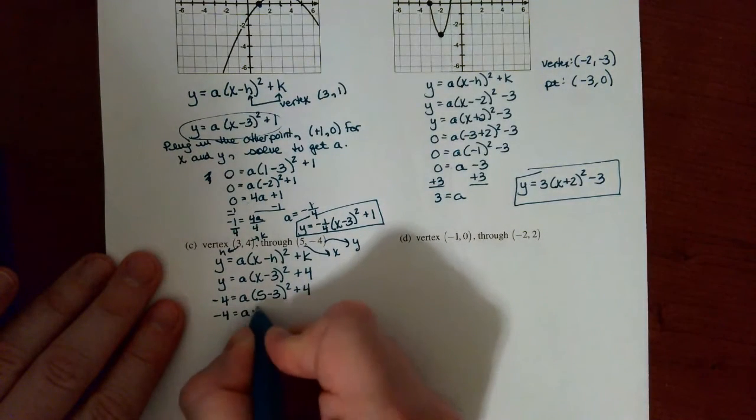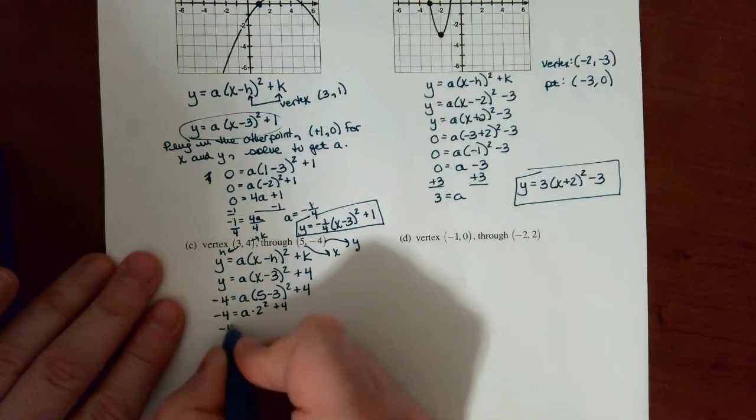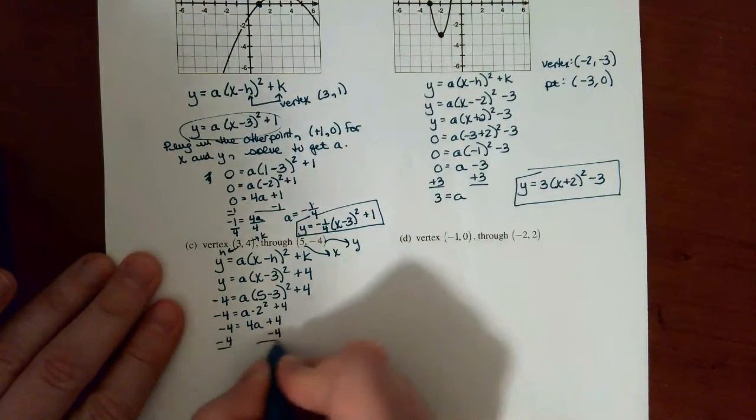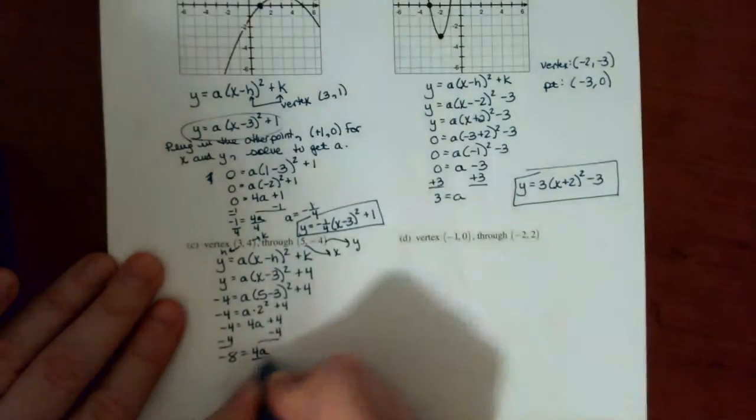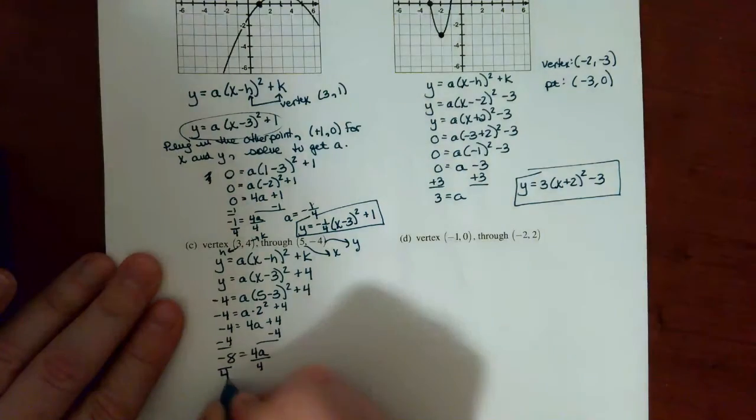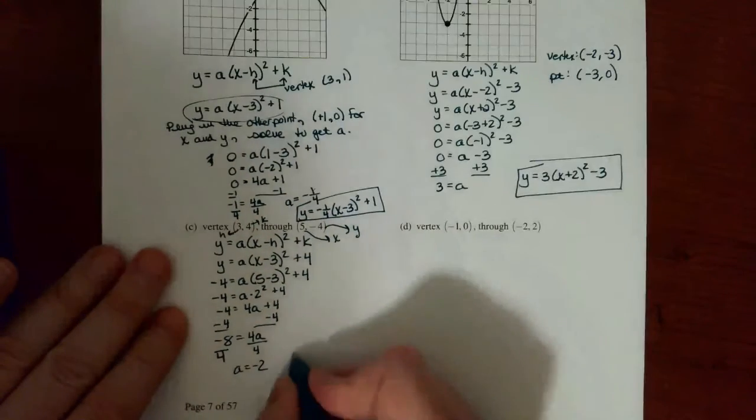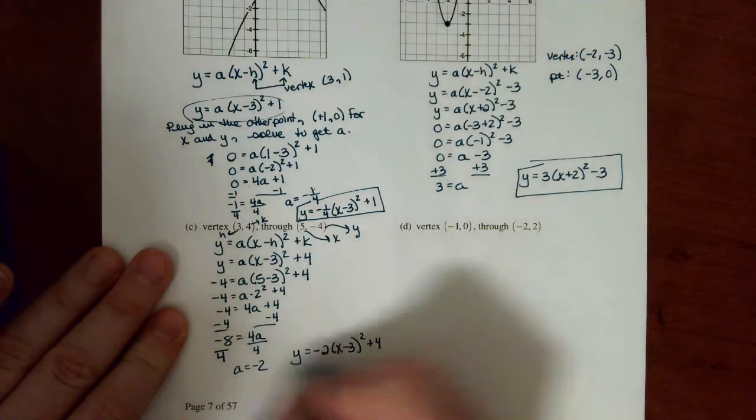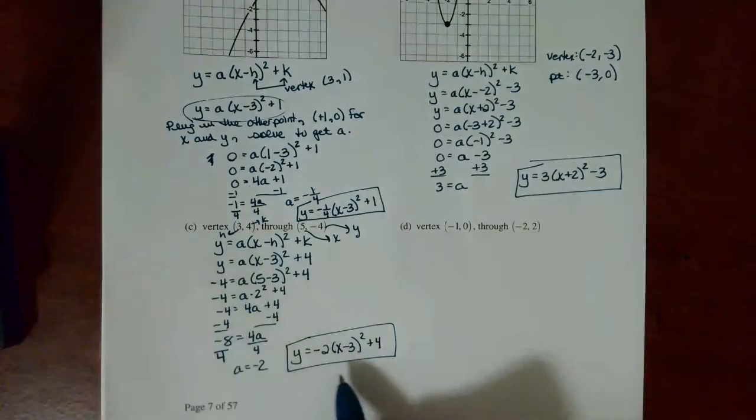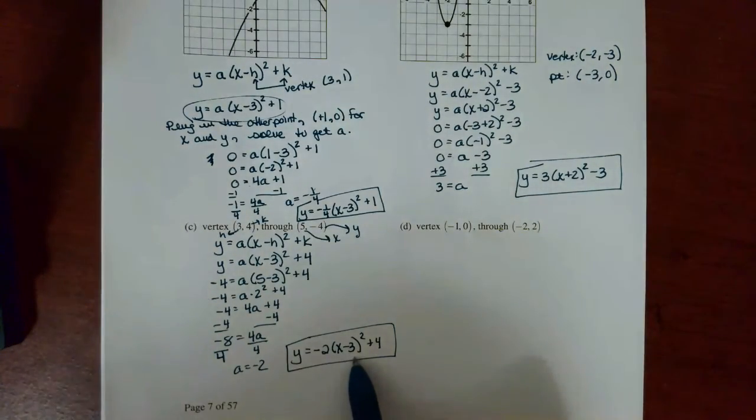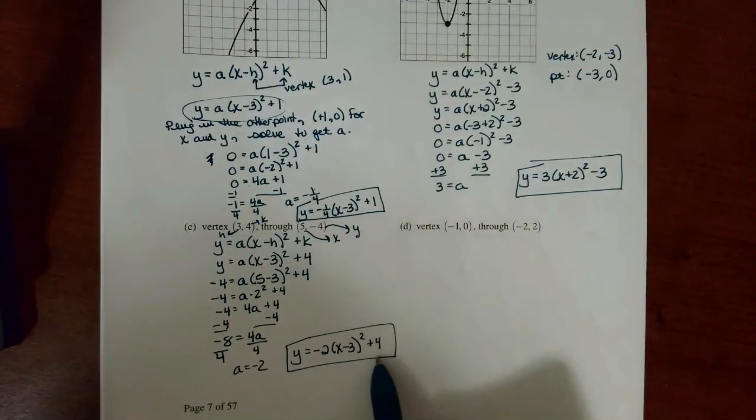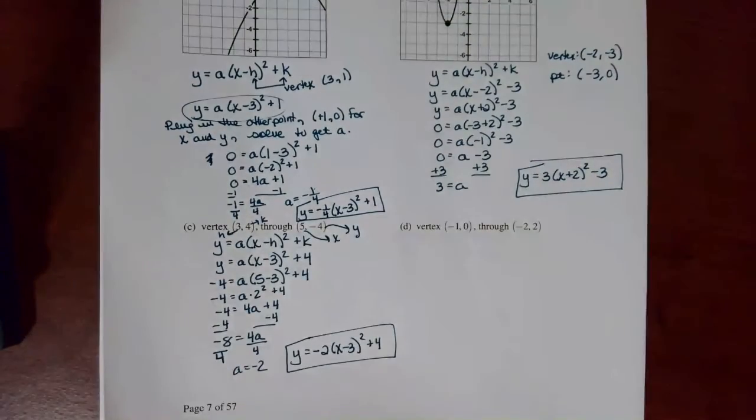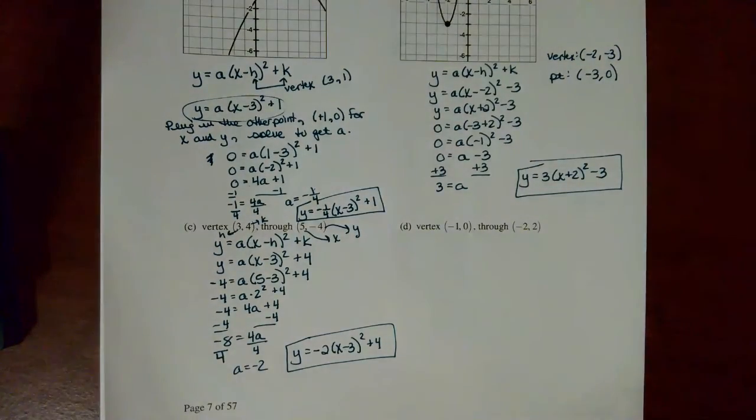Negative 4 equals a times 2 squared plus 4. 2 squared is 4, so negative 4 equals 4a plus 4. Minus 4, minus 4. Negative 8 equals 4a. Divide, divide. A should be negative 2, and my parabola is y equals negative 2 times x minus 3 squared plus 4. If you go to graph this parabola, start from your parent function, go right 3, multiply the y values by negative 2, then go up 4. That parabola would have a vertex at 3, 4, and it would end up going through the point 5, negative 4. Try D, and then we'll be all set.